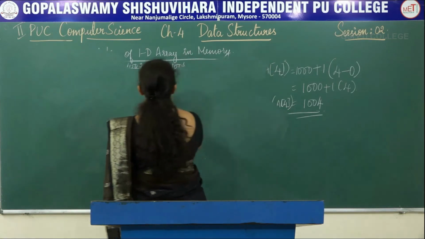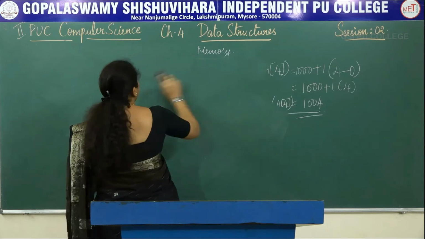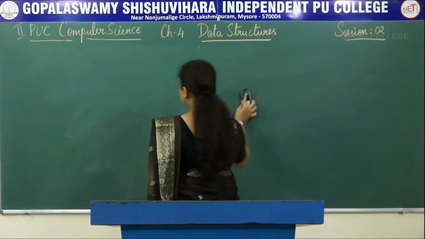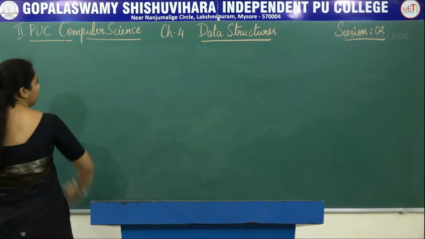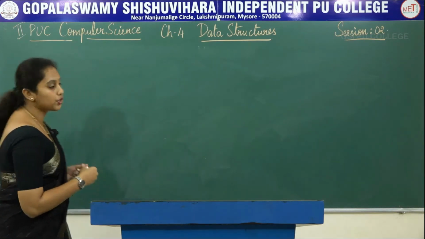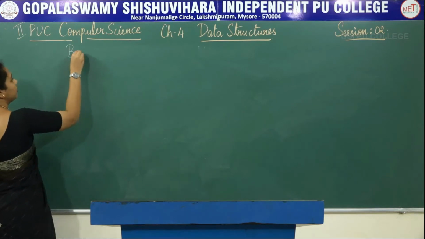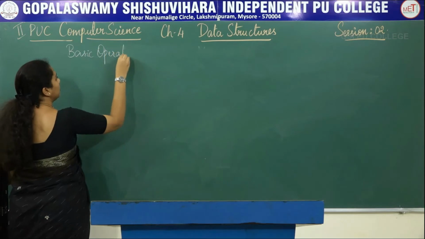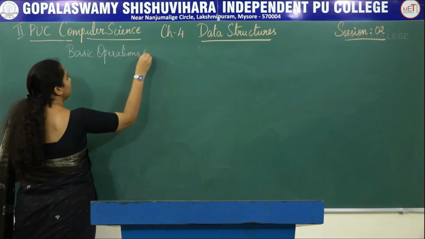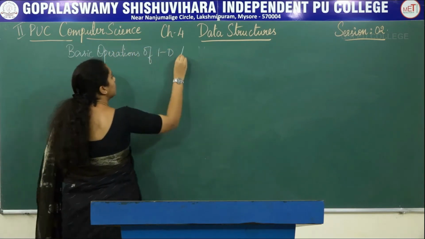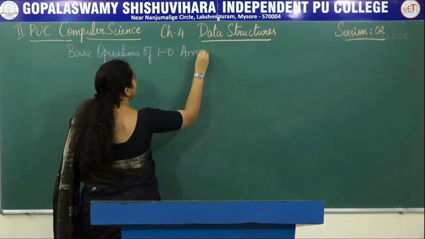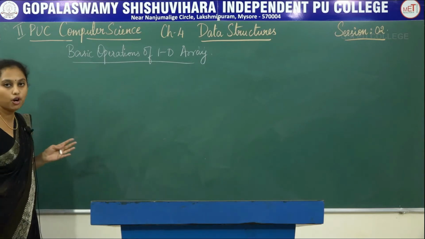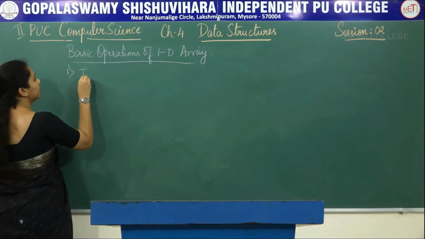In the last class, we studied the basic operations of one-dimensional array, isn't it? What are the basic operations of one-dimensional array? What are the operations we can perform? First one is traversal.